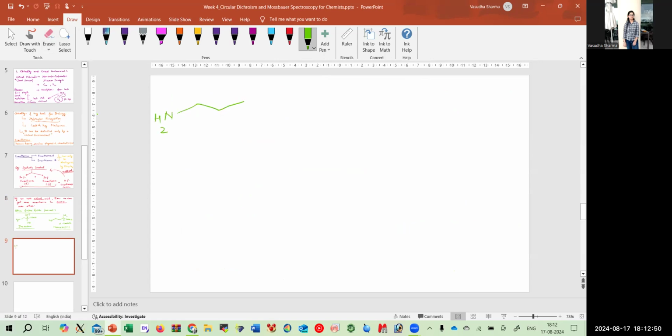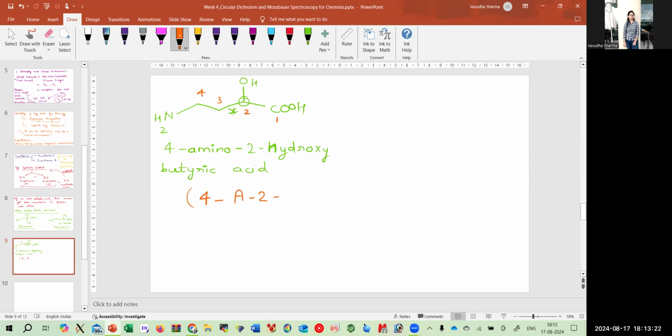NH2, OH. Now this center again is chiral. This is 4 amino 2 hydroxy butyric acid, as the numbering has started from 1, 2, 3, and 4. So the name that is being given to it is 4A2HB. This is its code.